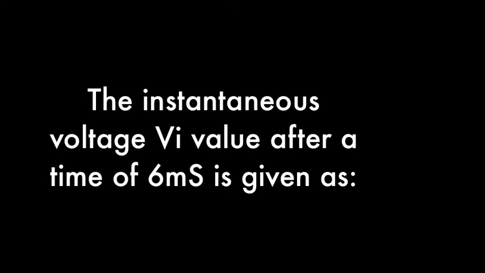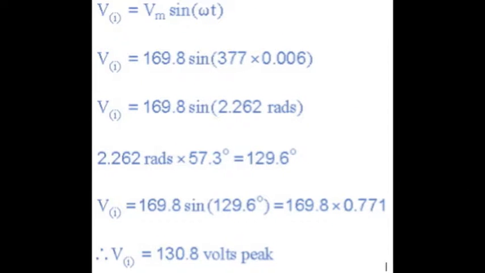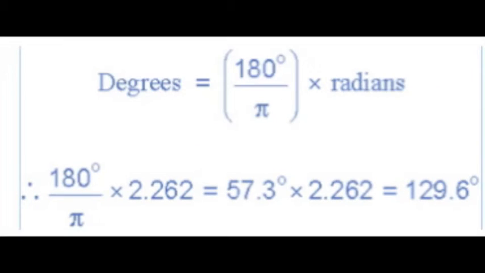The instantaneous voltage Vi after a time of 6 milliseconds can be found using the steps below. Note that the angular velocity at time t equals 6 milliseconds is given in radians, so we have to convert this into an equivalent angle in degrees and use this value to calculate the instantaneous voltage value. We can do this by dividing 180 by π and multiplying it by the radians, giving us 129.6 degrees.